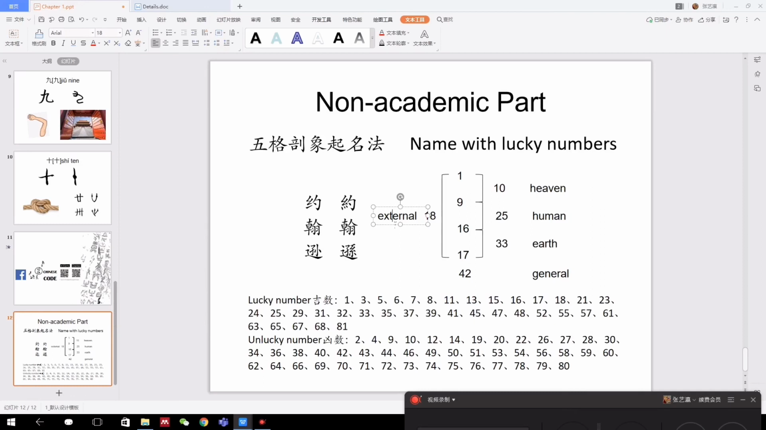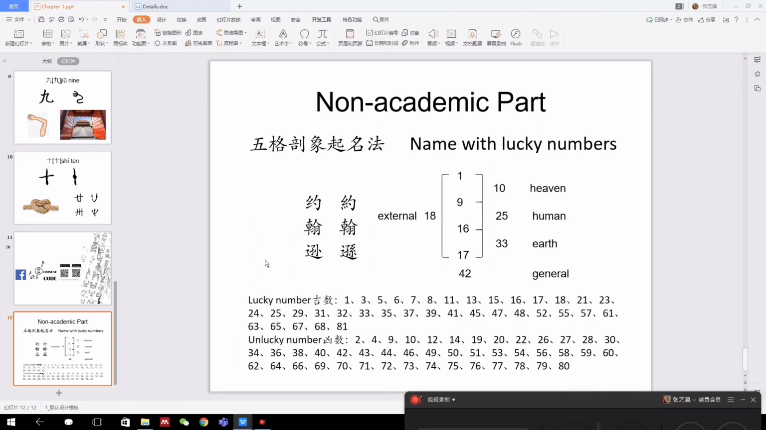If your number is here in this chart, it is a lucky number. And if your number is here, that is not. There are 5 numbers. And this is the simplest number philosophy. They don't have a scientific background under it. It is just a cultural thing. If you are interested, you can learn more by Googling this 五格剖象起名法. And if you are not interested, you can just ignore it.